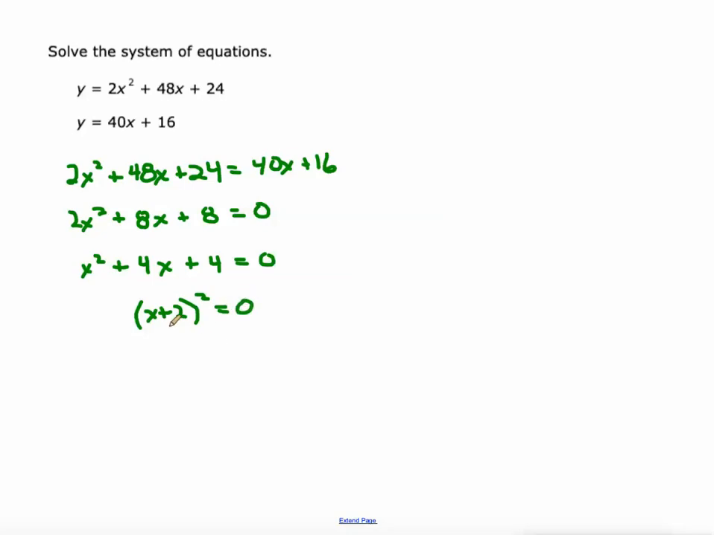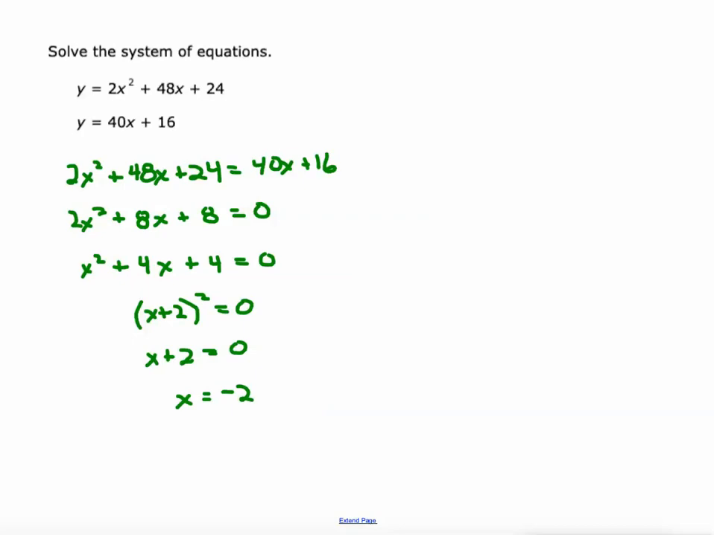So x plus 2 times x plus 2 is x squared plus 4x plus 4. The square root of x squared is x, the square root of 4 is 2. When you multiply x times 2, you get 2x, doubled is 4x. So it's a perfect square trinomial. Then we'll take the square root of both sides, and that's pretty easy because the square root of 0 is just 0. And then we'll subtract 2 from both sides, and we get that x is negative 2.